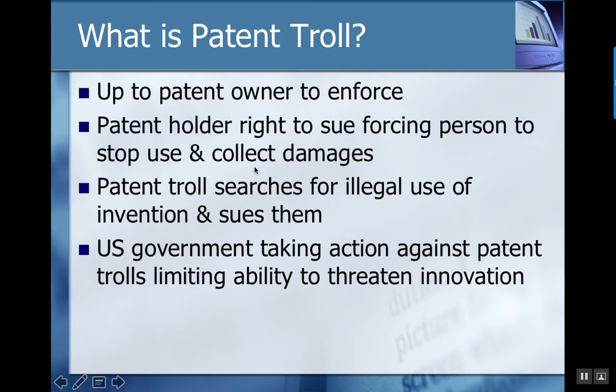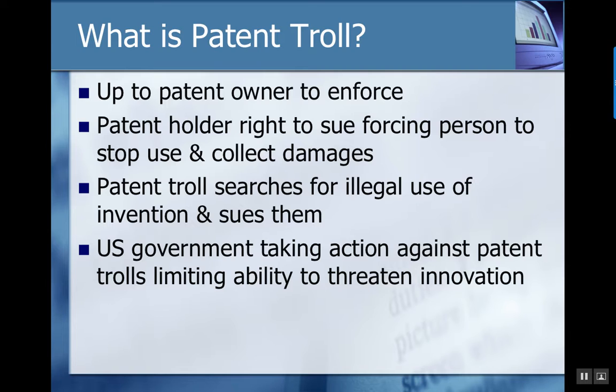The patent troll. So it's kind of an interesting thing. Really, patent protection is up to the patent owner to enforce. All right, so you can force someone to stop using it, or actually enforce or seek damages. So a patent troll is somebody who will go out and search for the illegal use of inventions, and then sue over things that are protected under patent, and submit lawsuits.